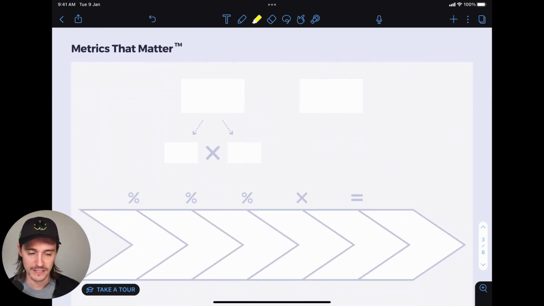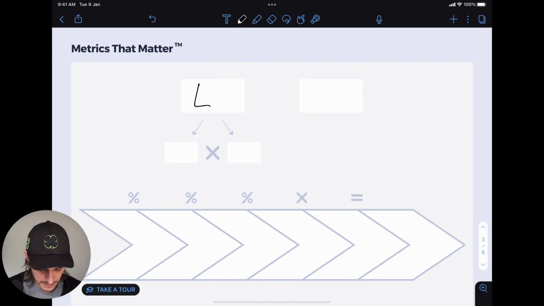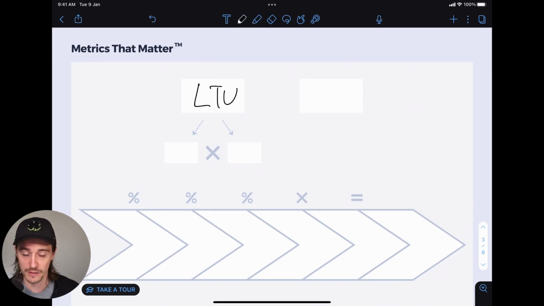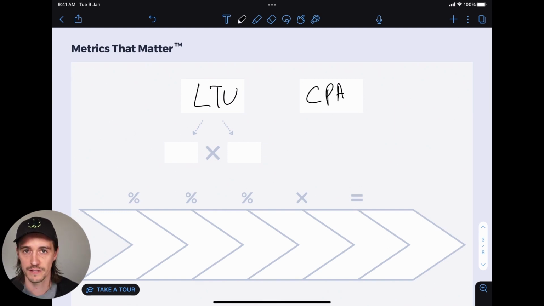So let's look at this more broadly, okay? We're going to look at the metrics that matter. And your metrics that matter are taking the numbers we just talked about and distilling them down a little bit further so you can go, all right, I know what I need to do right now to fix my business and make more money and help more people, okay? So the first metrics that matter is LTV, lifetime value per client, and CPA, cost per acquisition.